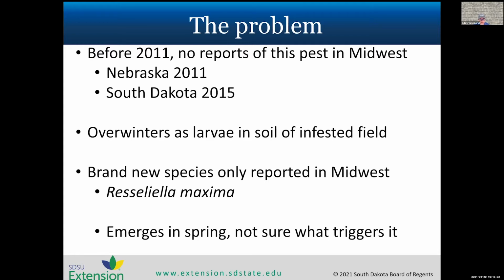In 2019, researchers determined that this is a brand new species of gall midges. So it was previously unreported, and it's now called Riceella maxima. That's the scientific name. We'll be calling it soybean gall midge, though, since that's the now recognized common name for it. So that left us scratching our heads. Here's the pest that we didn't see before 2011. And not only is it new in the Midwest, but it's new in the world.